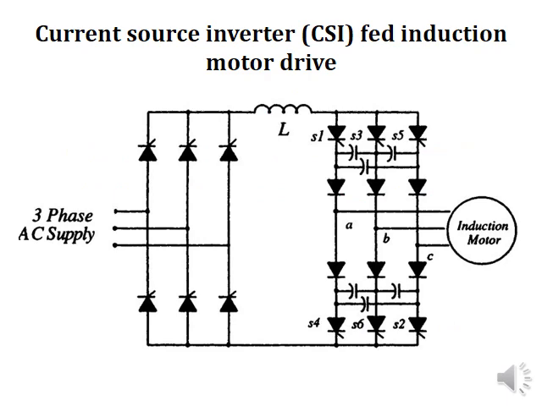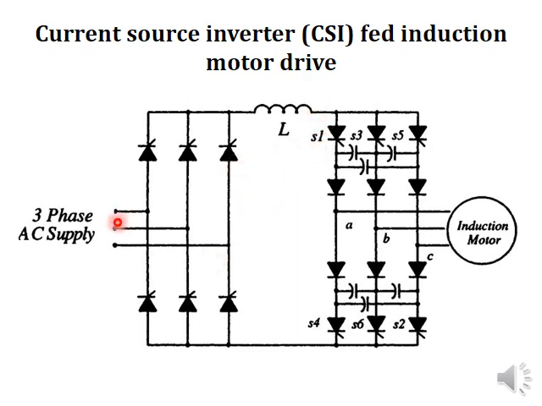As we know, a current source inverter consists of a voltage source in series with an inductance. In this case, a voltage source means a three-phase AC supply and a control rectifier, and it has a large inductance in series. Since we have a large inductance in series with the voltage source, it behaves like a current source. That's why it is known as a current source inverter.